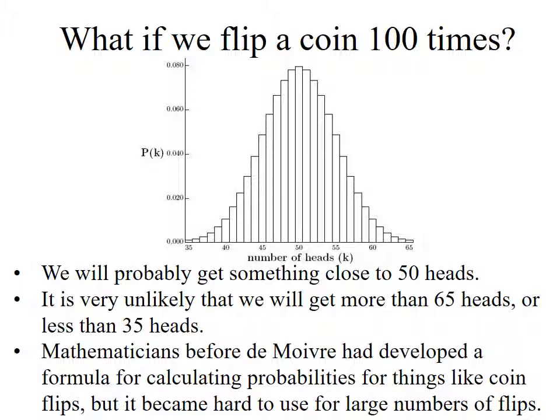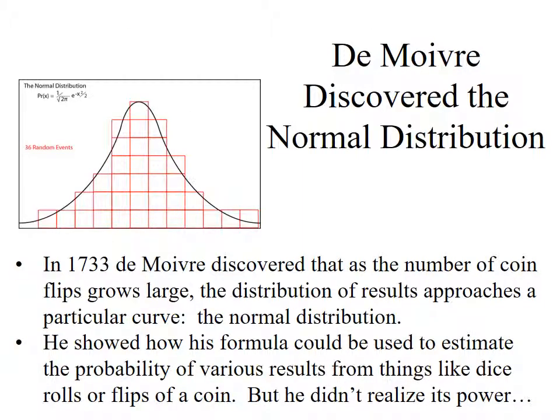So what de Moivre did was he figured out a way to approximate this distribution of all these heads and tails. What is that approaching if we have very large numbers of coin flips? He discovered the normal distribution. He found the formula. He found that as the number of coin flips grows very large, the distribution of heads approaches a very specific, particular curve.